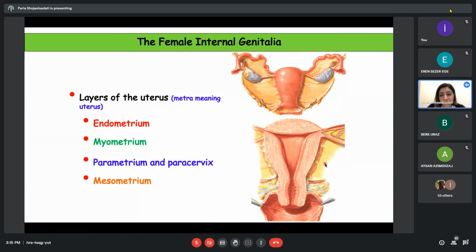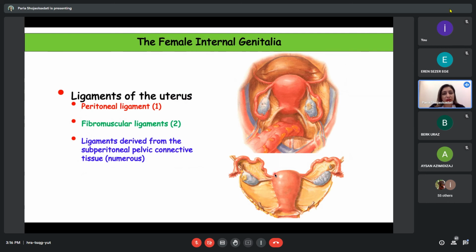As I mentioned before, the wall of the uterus is made of the endometrium, the myometrium, and above it is covered by the perimetrium. Metra in Latin means uterus. Endo is inside. The endometrium is the layer that covers the inside of the uterus.